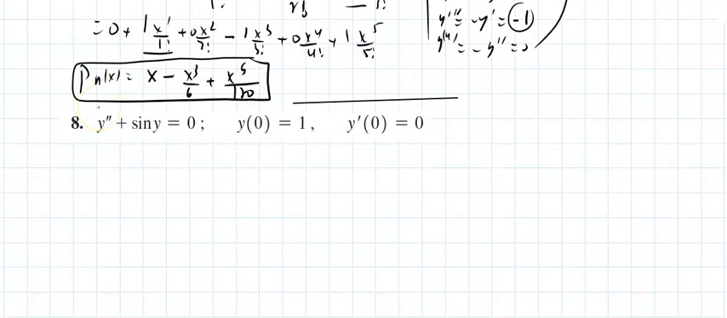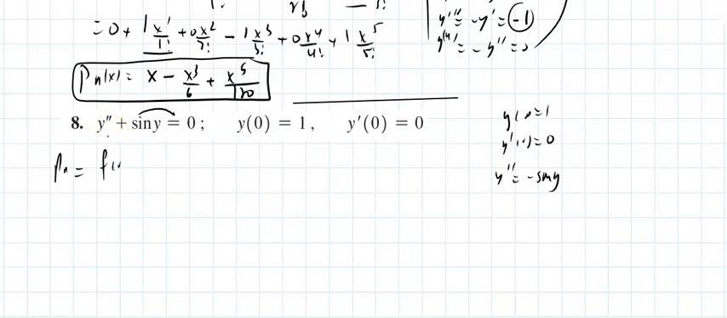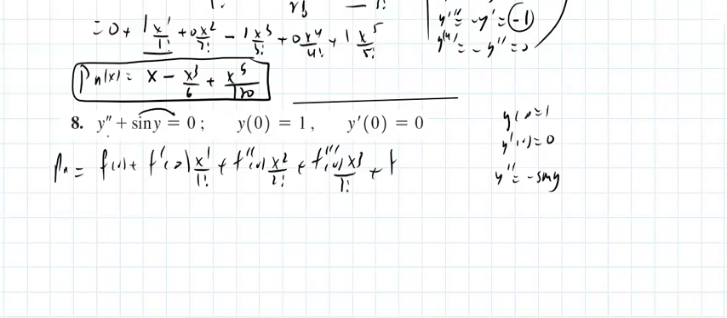Okay, here the same deal. I'm looking at y of 0 is 1, that's good. Y prime of 0 is 0. Y double prime is negative the sine of y, right? Just move that over. So this is going to be the polynomial p sub n is going to be y of 0 or f of 0, whatever you want to call it, f prime of 0 x to the 1 over 1 factorial, f double prime of 0 x squared over 2 factorial, triple prime of 0 x cubed over 3 factorial. I need the first 3 non-zero terms.